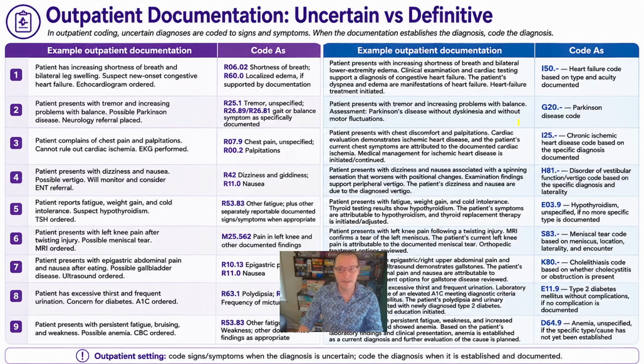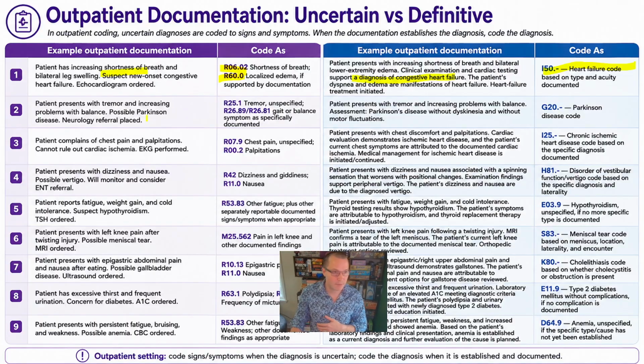So finally, I got just a little comparison here for a few that we can look at together. Patient has increasing shortness of breath, bilateral leg swelling, suspect new onset of congestive heart failure. It's just suspect, so we're stuck with just the signs or symptoms and the localized edema. Patient presents with increasing shortness of breath, bilateral lower extremity edema. Clinical examinations and cardiac testing supports a diagnosis of congestive heart failure. Wham bam, we can code for it.